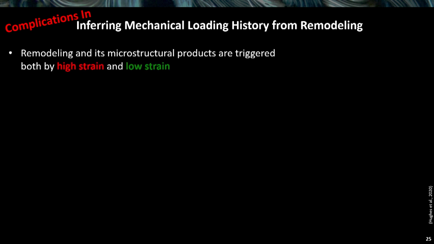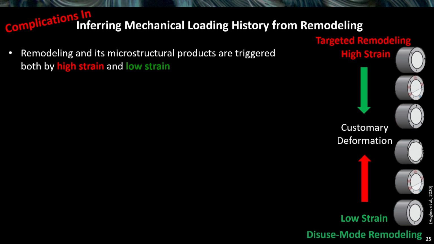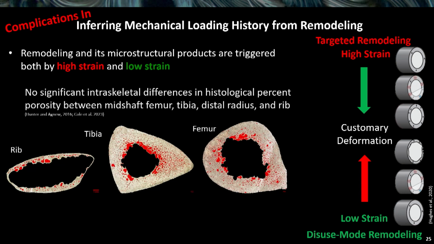However, again, there are some complications in inferring mechanical loading history from remodeling. First, as we already heard, remodeling is triggered by both low strain and high strain. So how are we going to tell what kind of strain it was under if the same process can essentially result from opposite ends of the spectrum? How do we distinguish between targeted remodeling and disuse mode remodeling?